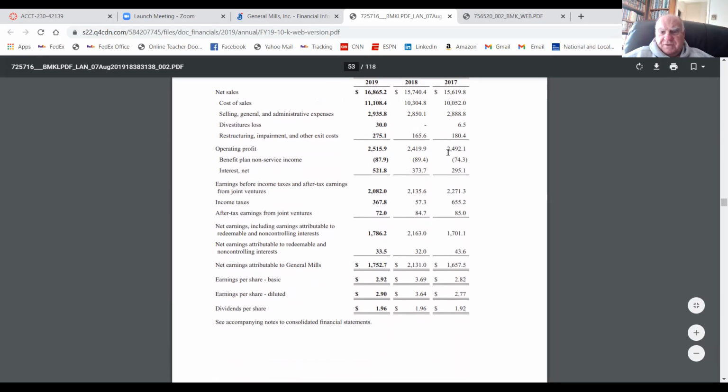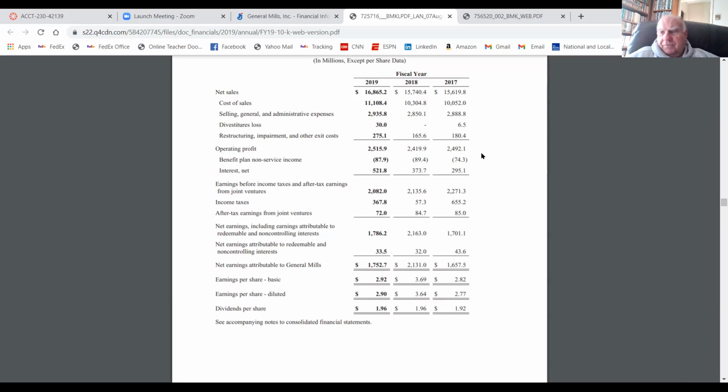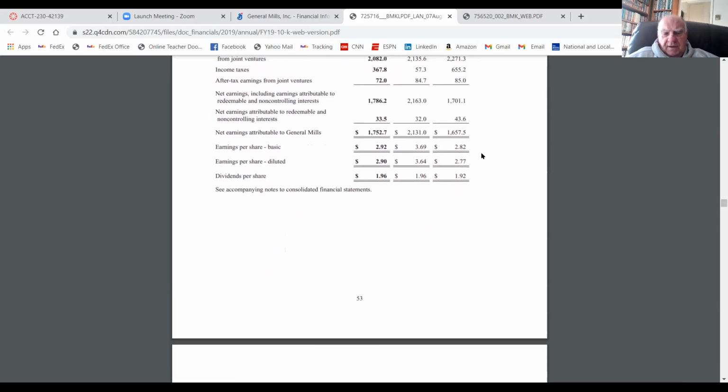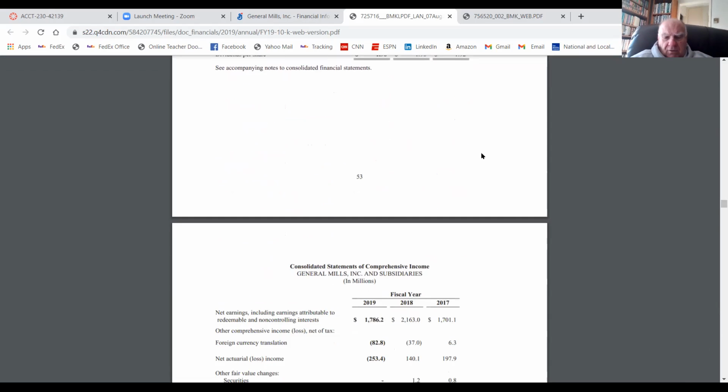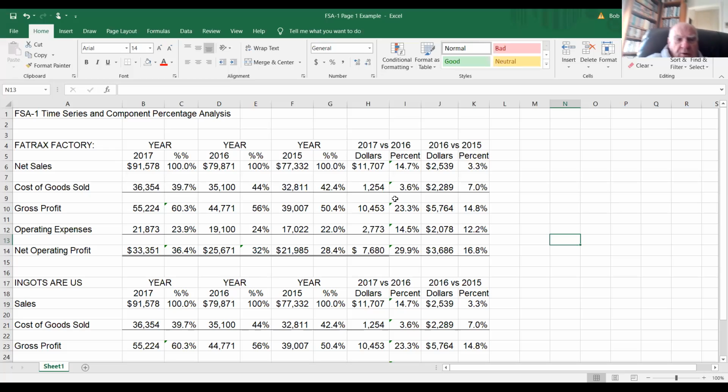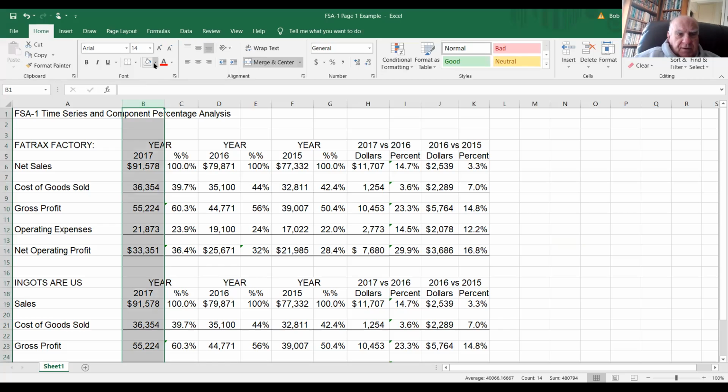So their profit here for 17 was 2,492,000. They had higher sales, but lower operating profit here. And then they had actually a fairly good boost from 18 to 19 and higher income. We want to comment on that. So that takes care of much of the front page, and we're going to go into that right now. Okay. You know where to get the information now.